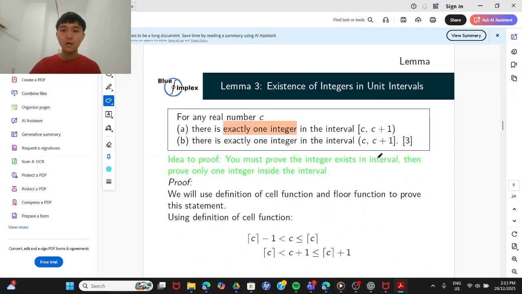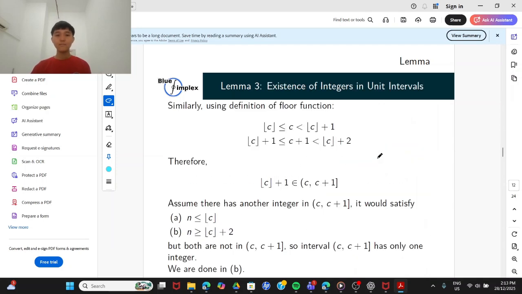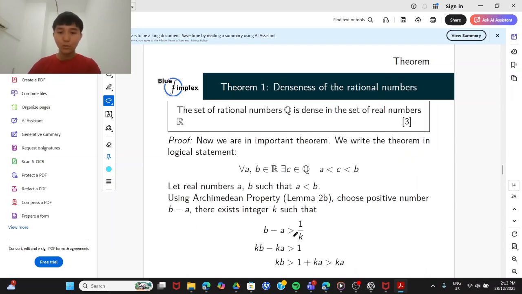We are going to use the positive number b minus a: there exists an integer k such that b minus a is larger than 1 over k. And then I move the positive integer to the left side: kb minus ka is larger than 1. And then I move the minus ka to the right side. So kb is larger than 1 plus ka, which is larger than ka.